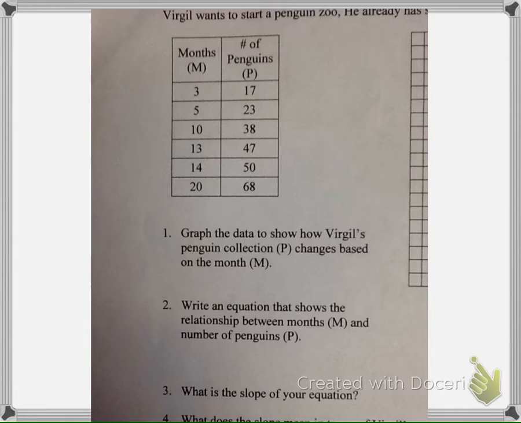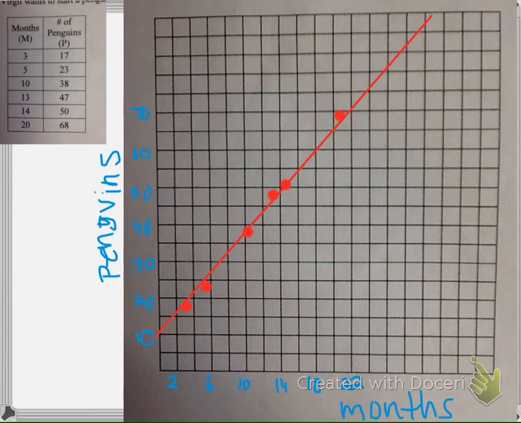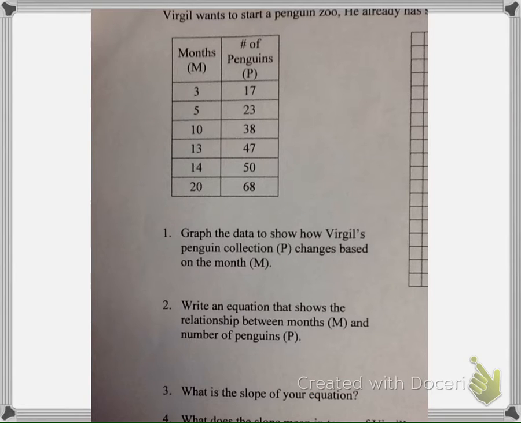Okay, number two asks you to make an equation. So I always use the table. I never use the graph to make the equation. I always use the table. And I put in my carets. From 17 to 23 is 6. From 23 to 38 is 15. From 38 to 47 is 9. 47 to 50 is 3. And 50 to 68 is 18.